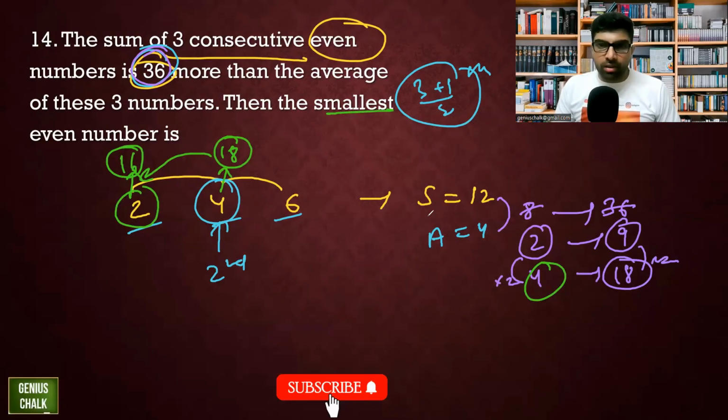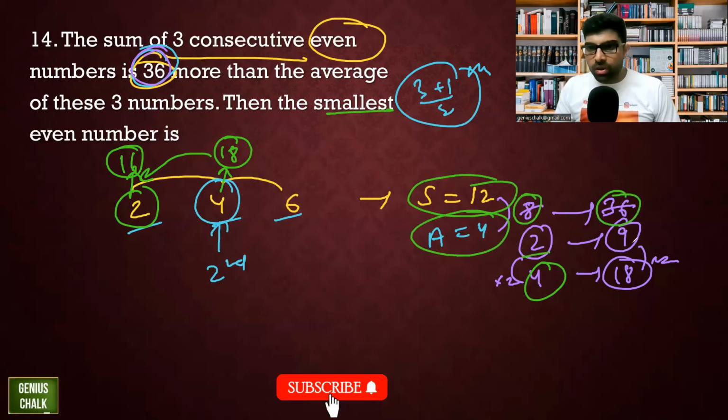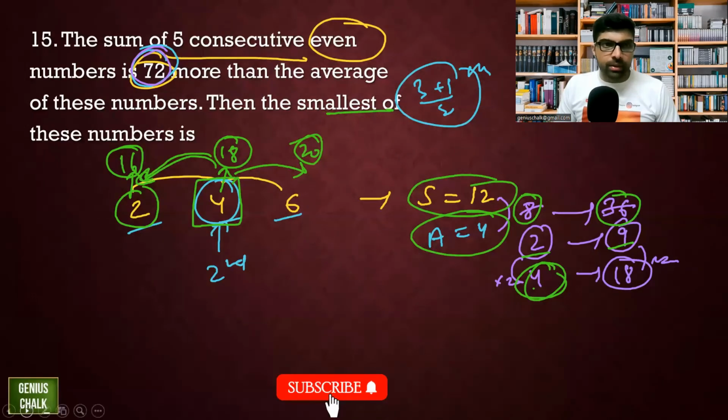So just compare like this. Here the sum was 12, the average was 4, the difference is 8. Here the difference is 36, compare, 2 is 9, and then just find the value of this average, that is 4. So 4 is 18. If 4 is 18, then 2 must be 16 because it is the previous even number, and 6 must be 20. So this is how we can solve this question.